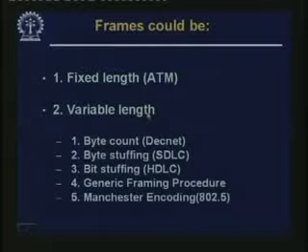Now, frames could be fixed length like ATM. ATM cells are of fixed length. Once you have synchronized, you know that they are going to come with a 53 byte kind of regularity. But frames could also be variable length, in which case we use byte count, byte stuffing, bit stuffing, generic framing procedure, Manchester encoding, etc.